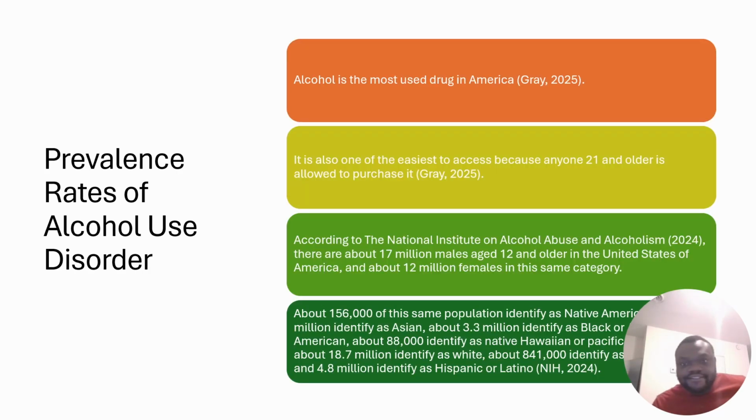Then I did a little research on the prevalence rate of alcohol use disorders. Gray said alcohol is the most used drug in America. It is also one of the easiest to access because if you're 21 and older, you're allowed to purchase it legally, but even illegally, people find it somewhat easy to have someone else purchase alcohol for them.